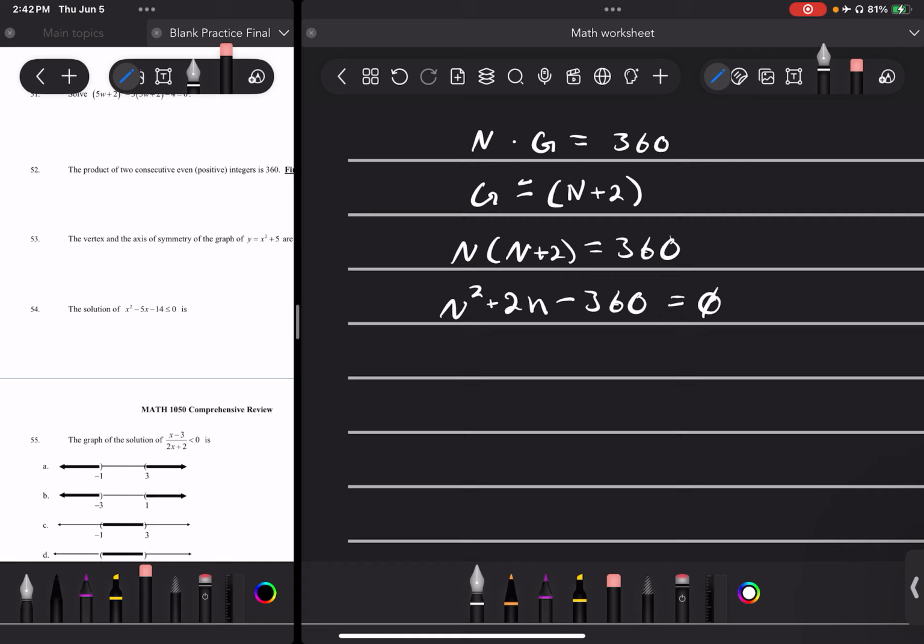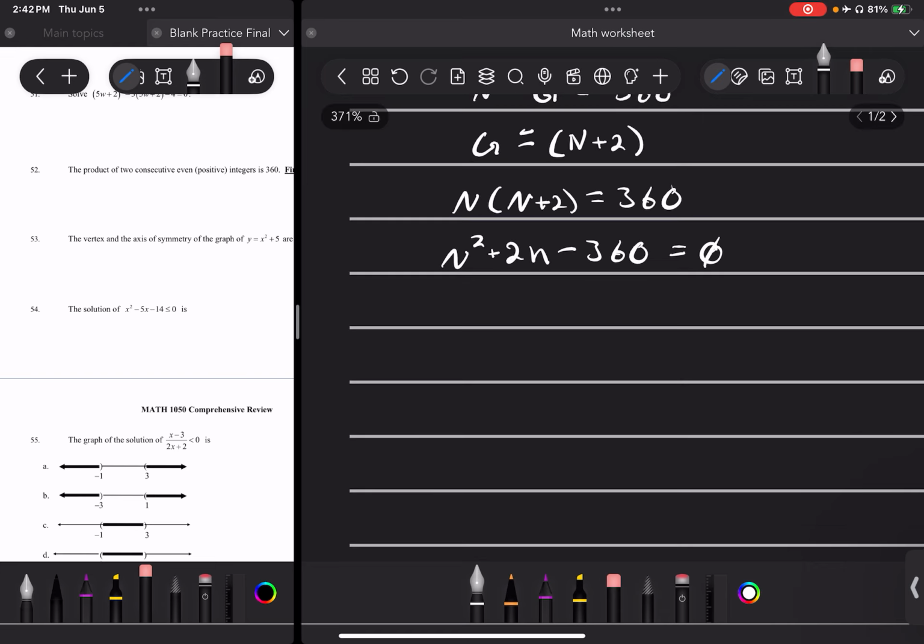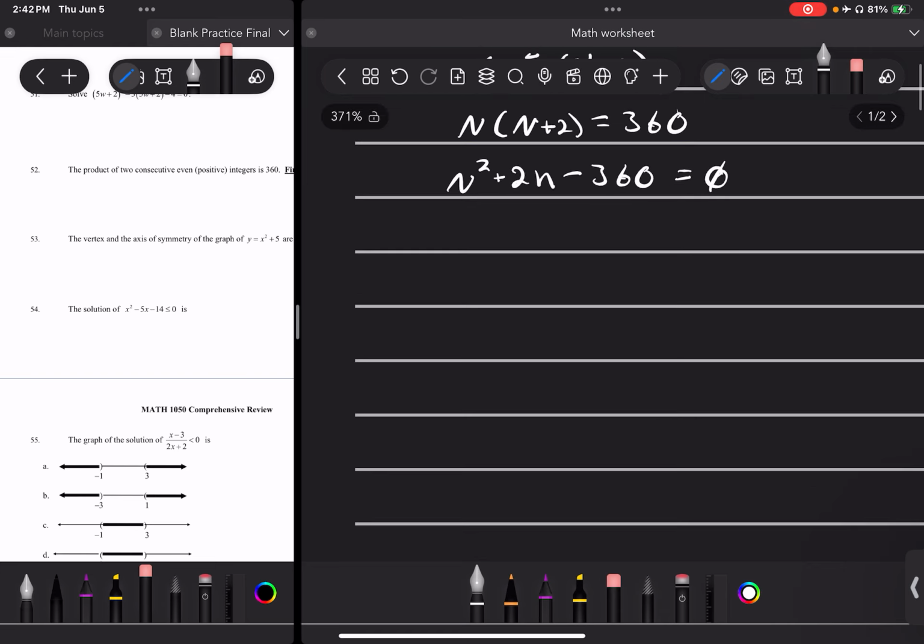Now, you can solve this however you want to, but there is another way of doing this, because you're going to have to figure out the two numbers anyway. So you're going to have to start breaking it down and go through that. A faster way of doing that is, let's go ahead and say we have 360.